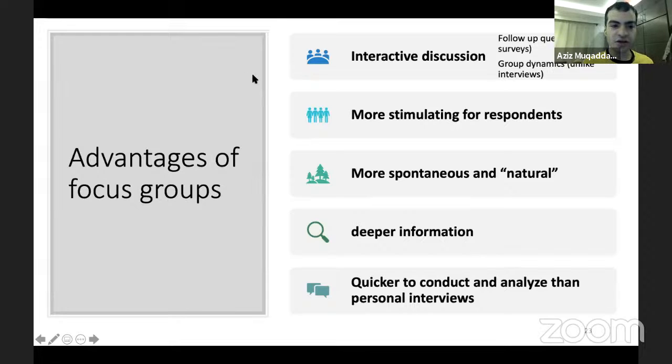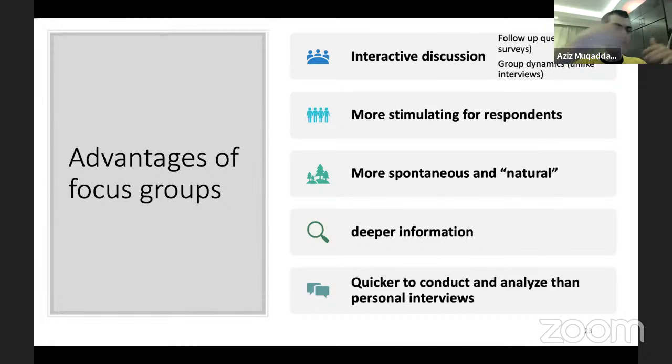So some advantages, in comparison to in-depth interviews. Focus groups are interactive. They have follow-up questions, as opposed to surveys, but also they have group dynamics, right? You answer one question, person A talks, okay? You then follow up with another question, person B talks, but then person C also comments on both answers, right?